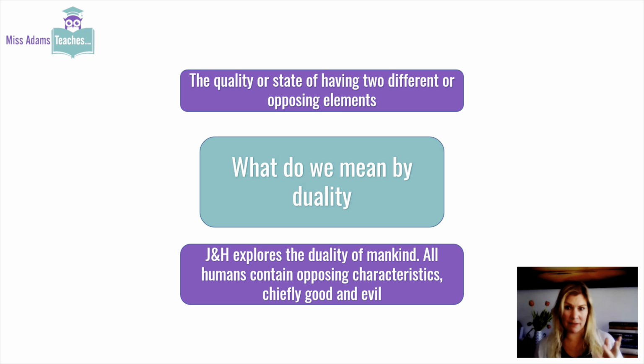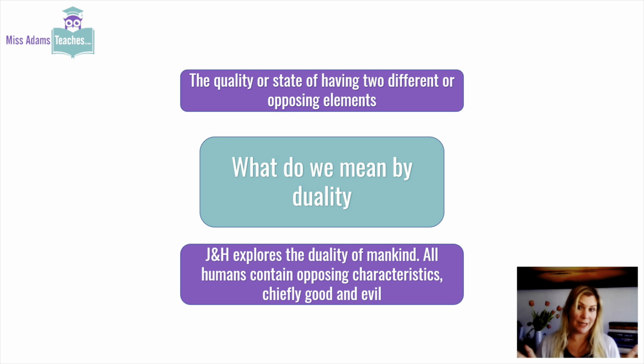Now, duality doesn't have to just be good and evil. It can be opposing characteristics in different ways, but chiefly the concern in this novella is that of good and evil. Now, there's a really small example of duality that happens within the first couple of sentences of the book. It's really small and really subtle, but I think it's worth commenting on, because it's on the first page. It's literally within the first couple of sentences. In fact, it is the first sentence.